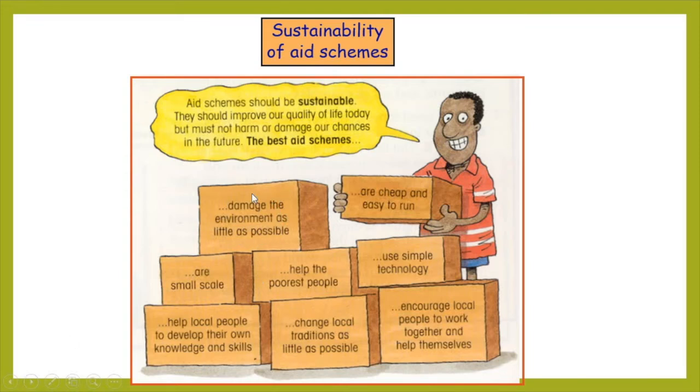So don't go giving loads of bags of fertiliser to farmers in low-income countries, because as soon as it rains, that fertiliser gets washed off the land into the rivers and contaminates the drinking supply. So make a little subheading or bubble, sustainability of aid schemes, and then either bullet point or spider diagram these as a sort of criteria, if you like, for an aid project to be sustainable. It should meet these criteria.